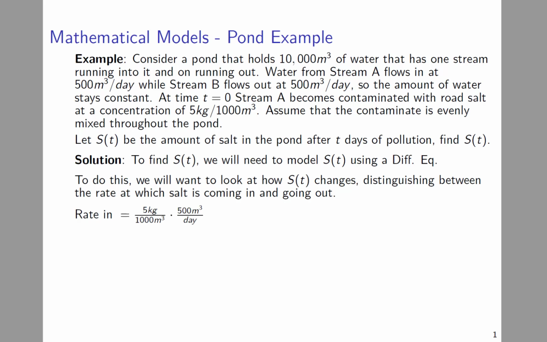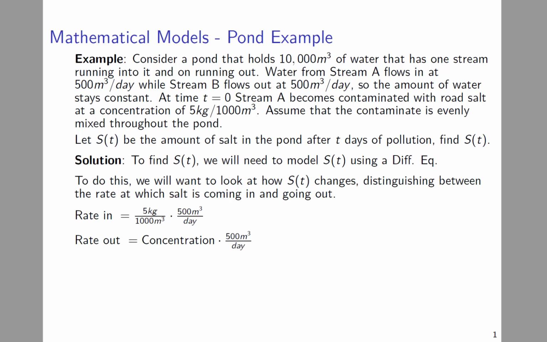The salt is coming in from stream A. It's contaminated at a concentration of 5 kilograms per 1,000 cubic meters, and the water is flowing in at a rate of 500 cubic meters per day. On the other hand, the rate at which salt is going out we will also find as the concentration of salt in the water times 500 cubic meters per day, the rate at which the water is streaming out of the pond. The difference here is that we don't know the concentration a priori, so we'll need to do a little work there.